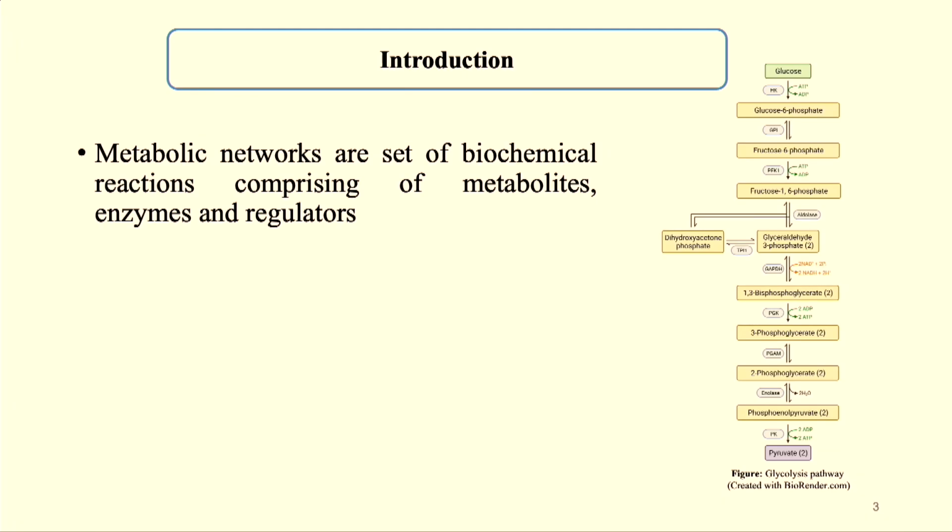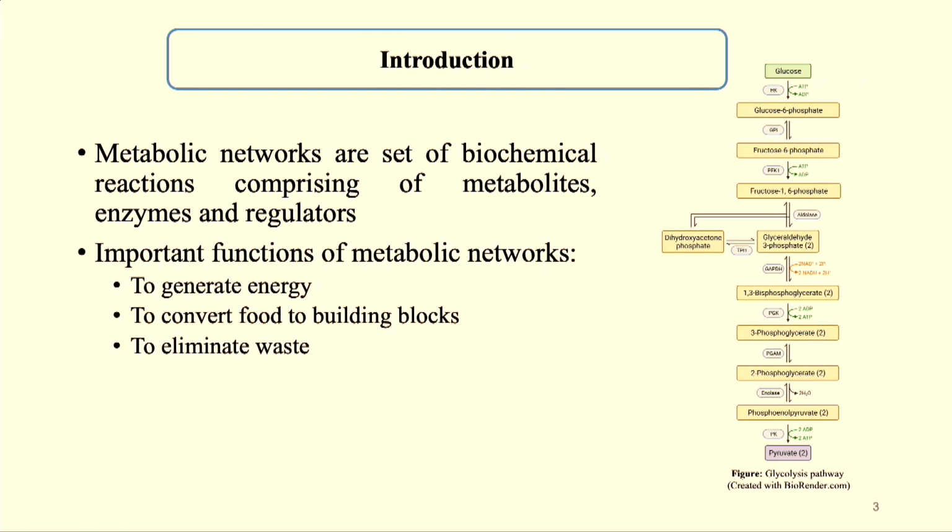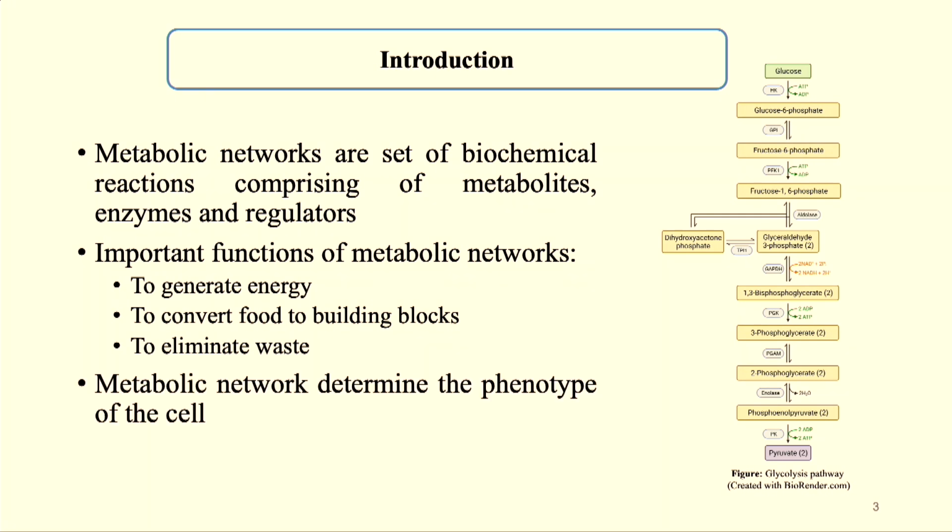So, introduction to metabolic networks. Metabolic networks which are present in biological cells are nothing but a bunch of reactions that comprise enzymes, metabolites, and key regulatory elements. The main important functions of the metabolic network are to generate energy, to convert food to building blocks, and to eliminate waste. And metabolic networks define the phenotype of a particular cell.